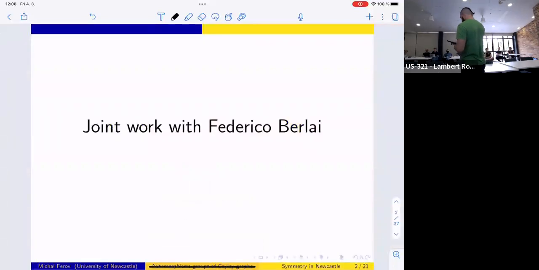So, just a disclaimer, everything I will say today is joint work with Federico Berlai, who's a postdoc at the University of Basque Country in Bilbao. Also, this project started as something to get my mind off things during lockdown, and it actually turned out to be very interesting. So I'd like to share some parts of it that I think are quite nice.